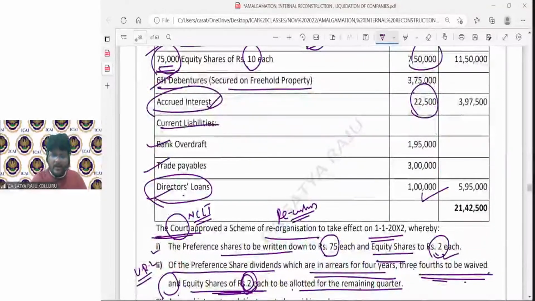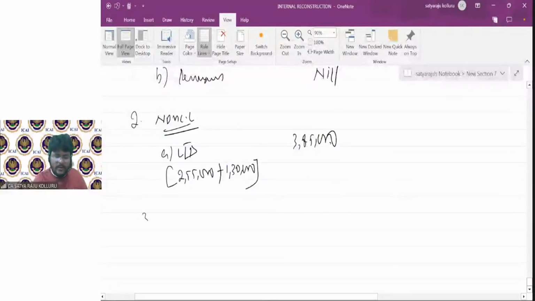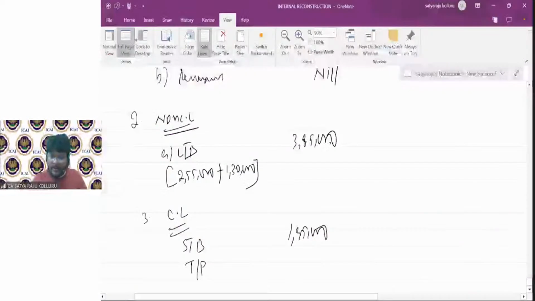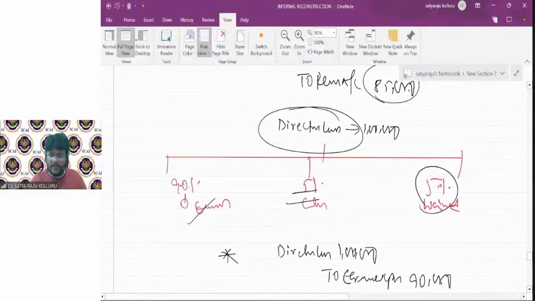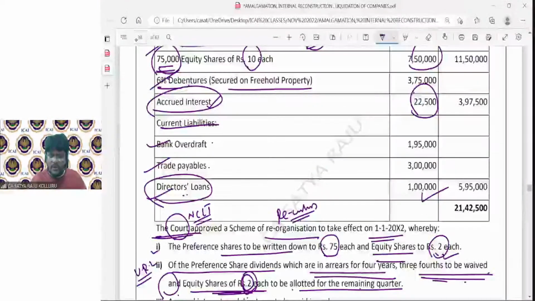Come to current liabilities. Bank OD not touched by me. Trade payables also not touched by me. So as it is, you can consider bank OD and the trade payables. That is number 3, current liabilities. Bank OD, you can put under short-term borrowings. How much? 1,95,000. Trade payables given at 3 lakhs. Sir, what about director's loan? Entirely nullified. If you want, you can cross-check. Director's loan, 90% is paid in the form of equity shares, 5% is cash, 5% is waived off. That's why entirely paid. Don't consider any director's loan here.